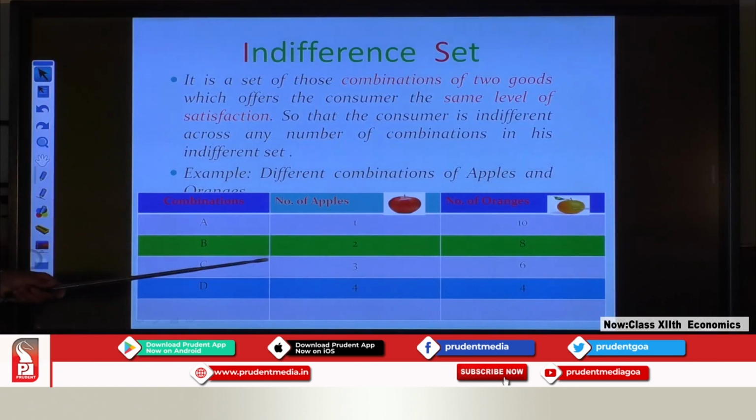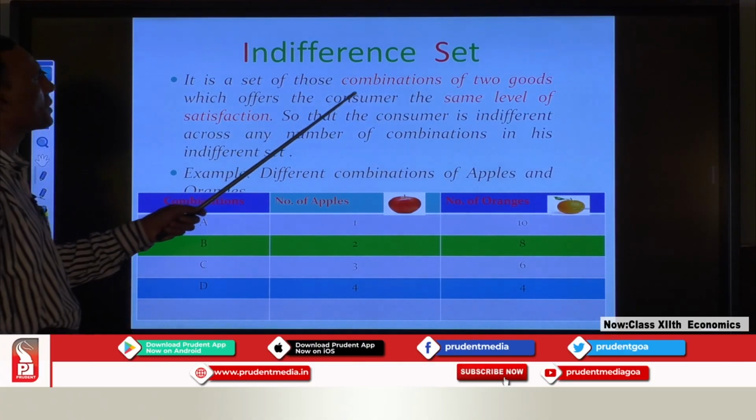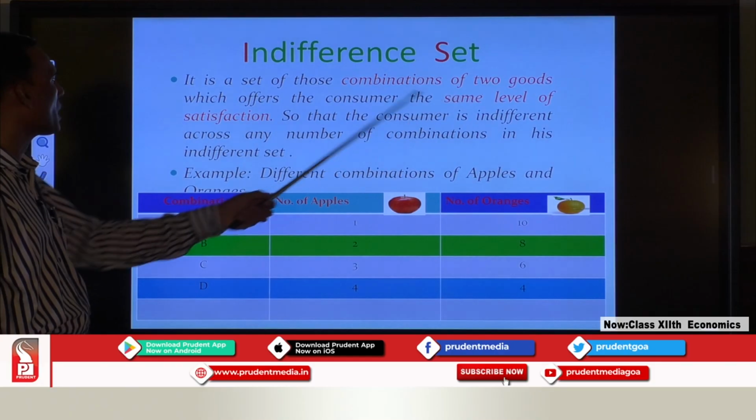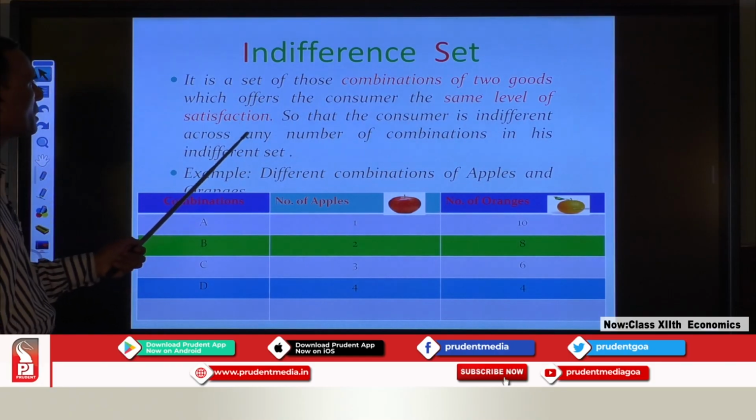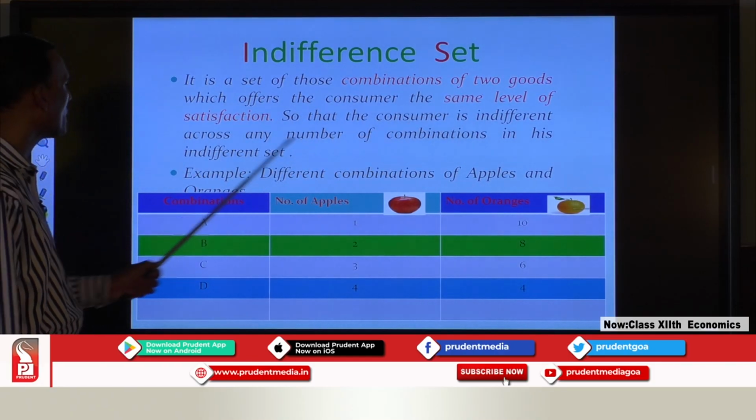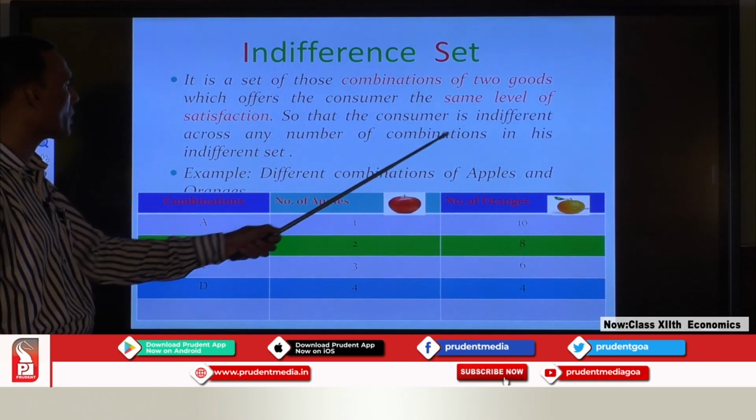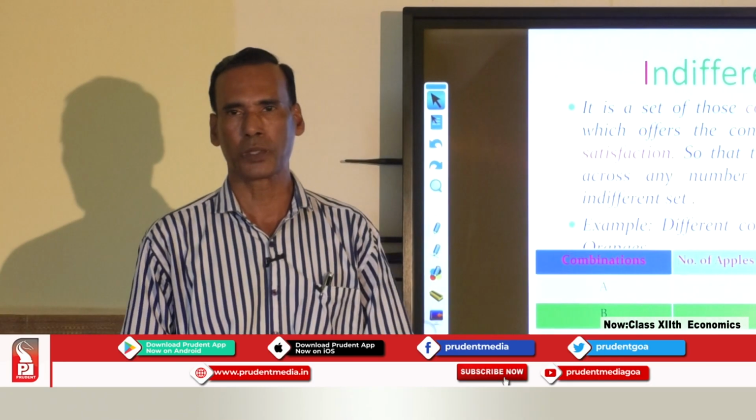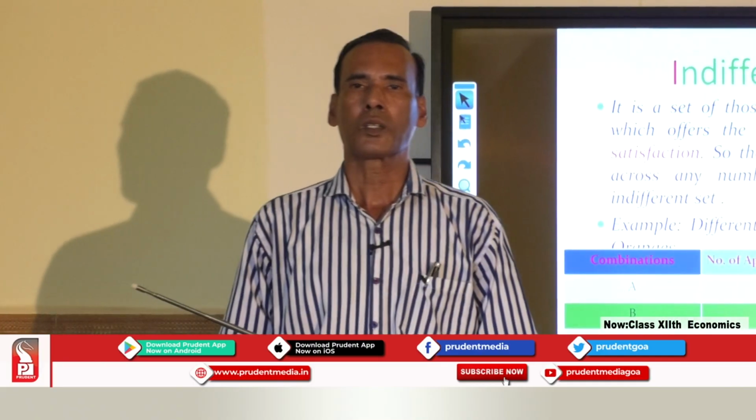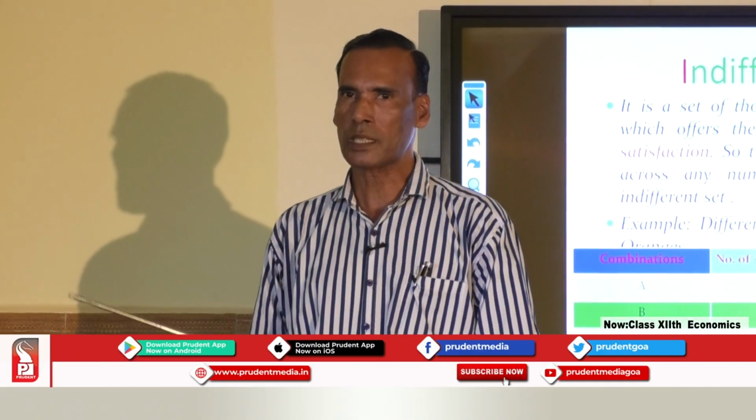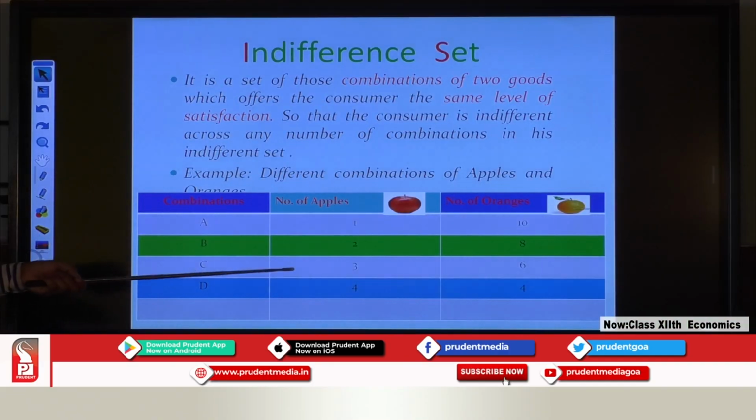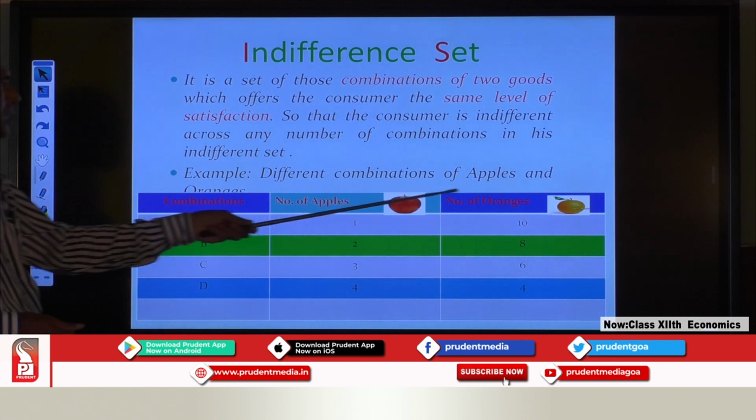Now, indifference set. It is a set of those combinations of two goods which offer the consumer the same level of satisfaction, so that the consumer is indifferent across any number of combinations in his indifference set. So, it is a set of two goods which gives the consumer the same level of satisfaction. For example, the example that I have taken here, apples and oranges.